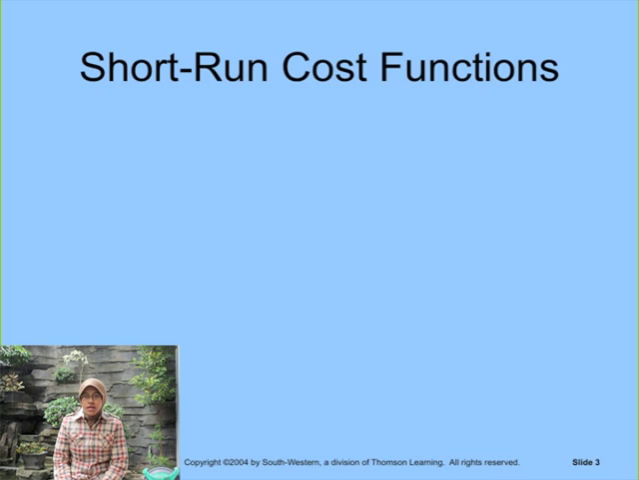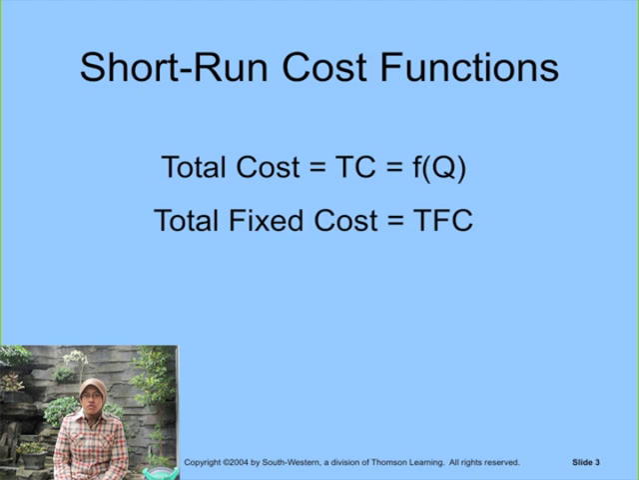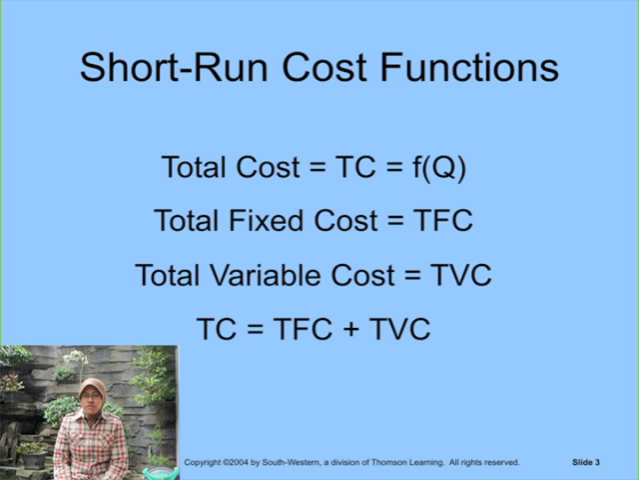Next up, short-run cost function. Short-run here is defined as the time period during which some of the firm's inputs are fixed or cannot be readily changed. To figure out the total cost, we have to find out about the total fixed cost, which is the total obligation of the firm per time period for all fixed inputs. We also have to know the total variable cost, which is the total obligation of the firm per time period for all the variable inputs that the firm uses. So the formula for the short-run cost function is total cost equals total fixed cost plus total variable cost.